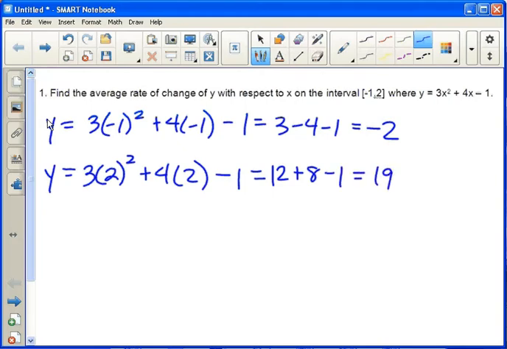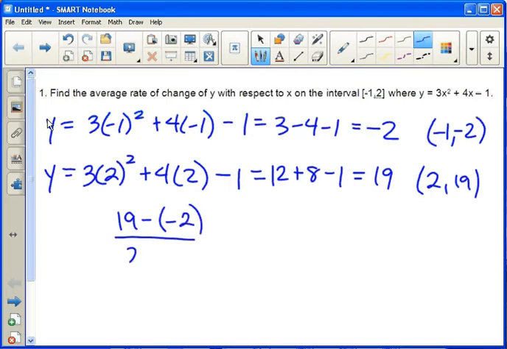So we have the ordered pairs -1, -2, and 2, 19, giving us 19 minus -2 over 2 minus -1, for a total of 21 over 3, or 7. So the average rate of change, also meaning the slope between the endpoints, is 7.